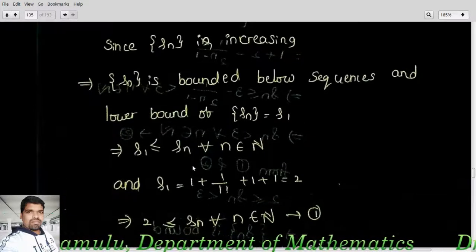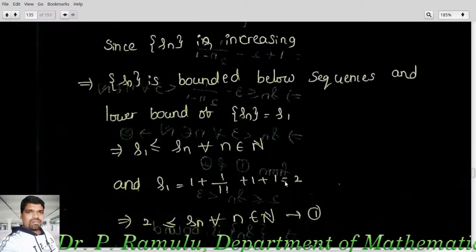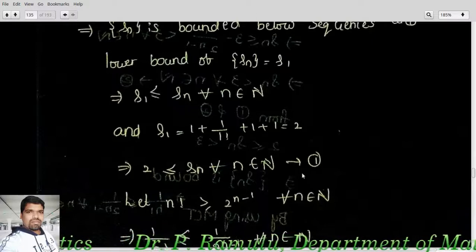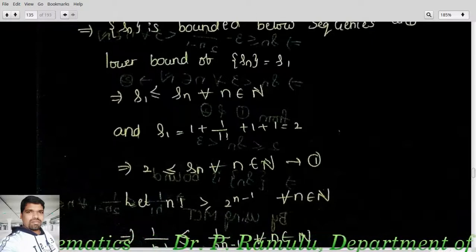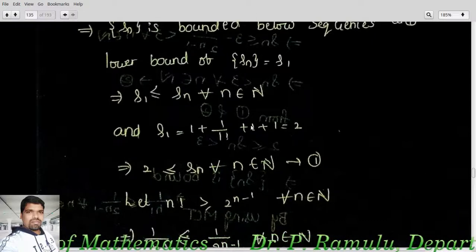What is S1? S1 equals 1 plus 1 factorial, that equals 1 plus 1, which is 2. Which implies 2 is less than or equal to Sn for all n belonging to N. So this is how I found the lower bound.